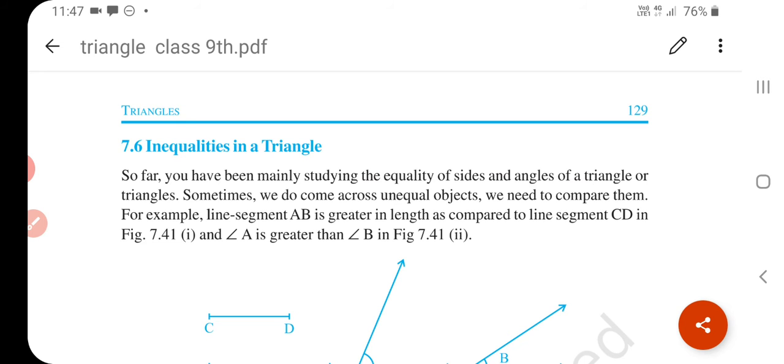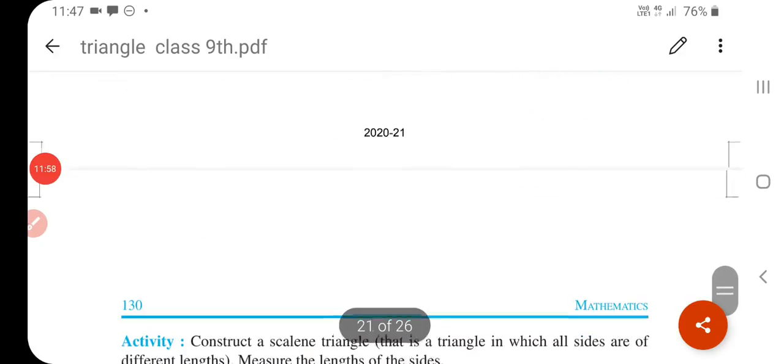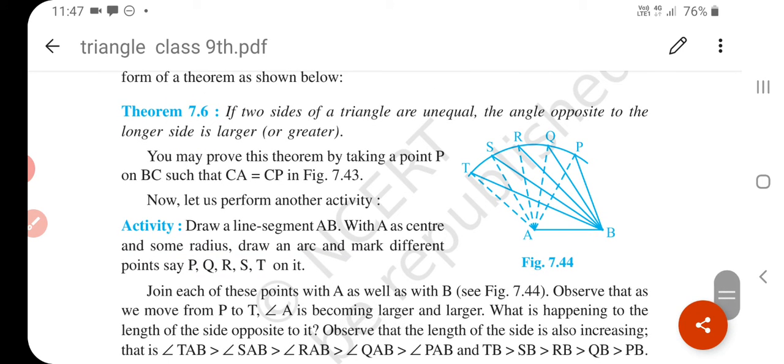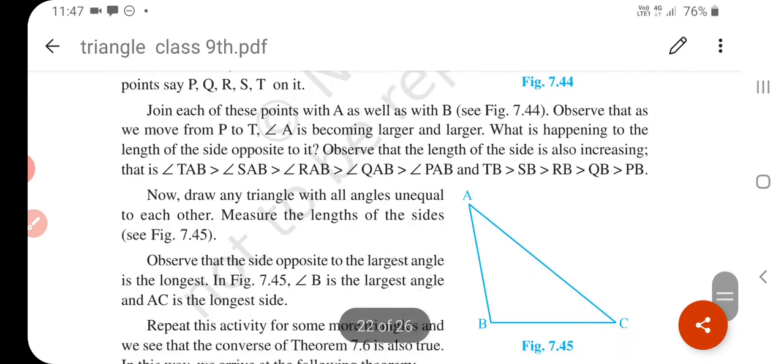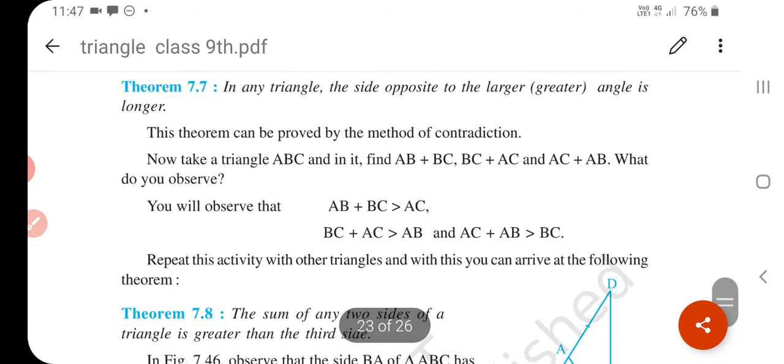In any triangle, and our second theorem is that, see here, if two sides of a triangle are unequal, the angle opposite to the longer side is longer, and we can prove it. Now theorem 7.7 is stated: in any triangle the side opposite to the larger angle is longer. जो लार्जर एंगल है उसके अपोजिट साइड हमेशा कैसी होगी?